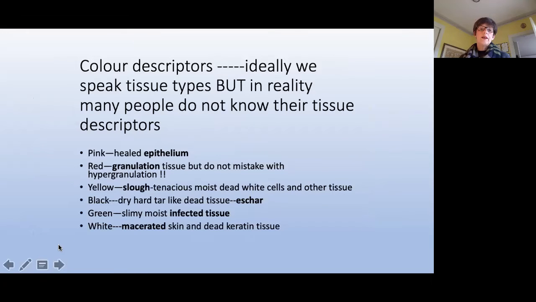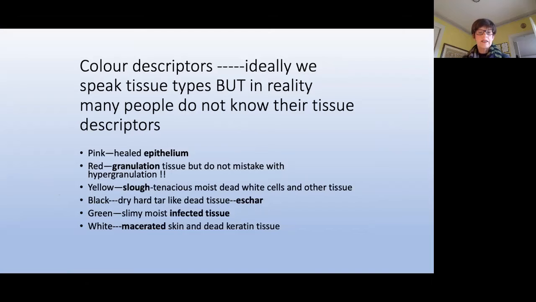You will know that there are colour descriptors used all the time in our language, but the reality is we should be speaking about tissue types. The problem though is many people actually don't know the correct colour to use for the tissue. So pink, when you use that colour, you're really talking about a wound that is healed. And you have pink healed epithelium.